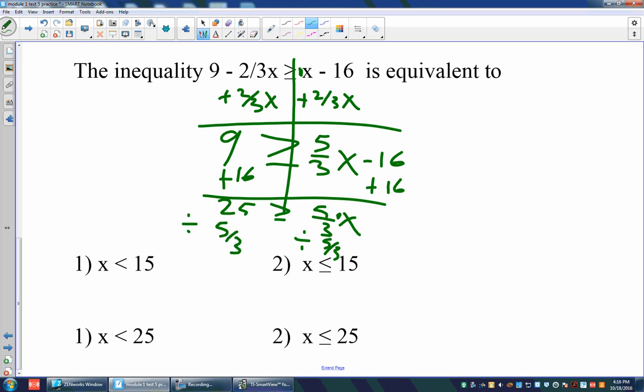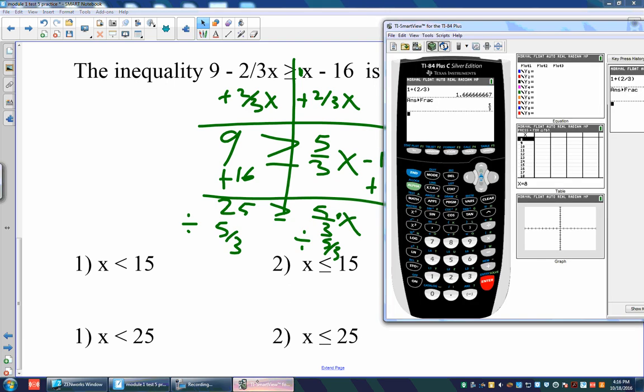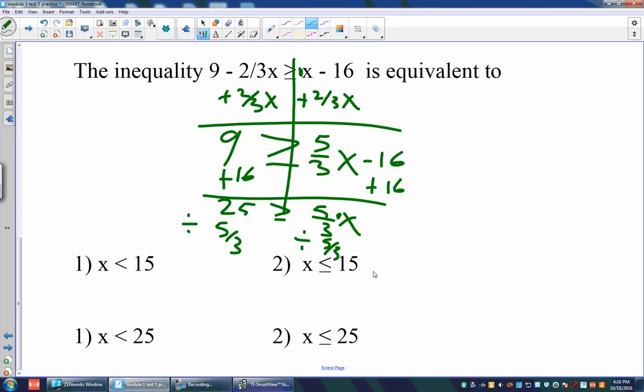Divide by 5/3. So I grab my calculator and I say, calculator, what is 25 divided by parenthesis 5/3, close parenthesis, because we put all fractions in parentheses. And we get 15. Woohoo! That's a nice number. 15 is greater than or equal to x.